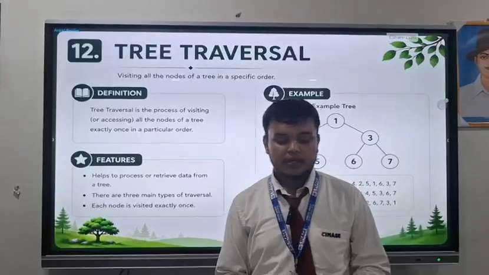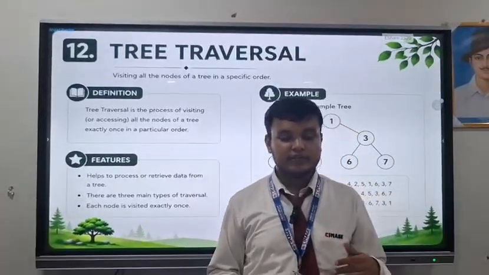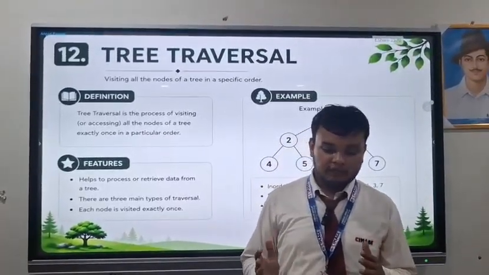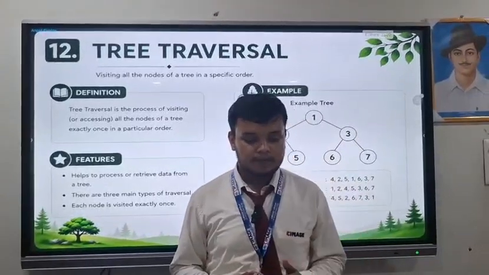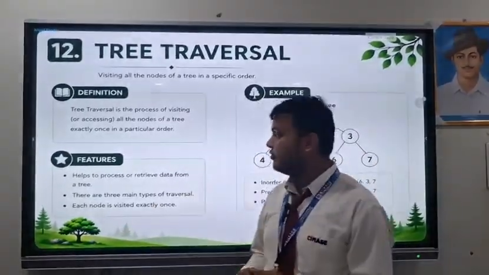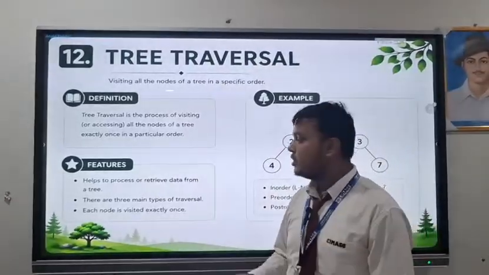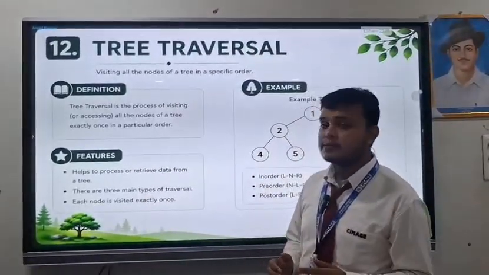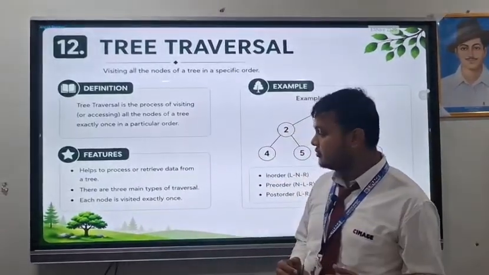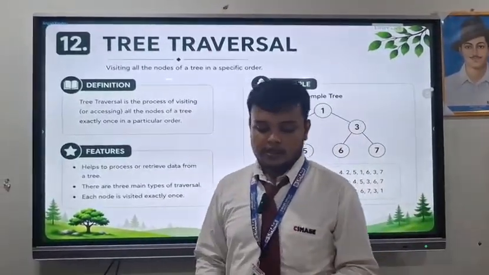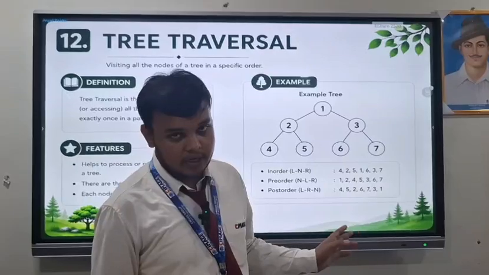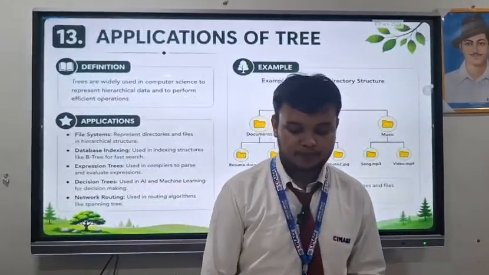Tree traversal. Tree traversal is a process of visiting all the nodes of a tree exactly once in a particular order. The feature is it helps to process or retrieve data from a tree. There are three main types of traversal. Each node is visited exactly once. The types are inorder, preorder, and postorder.